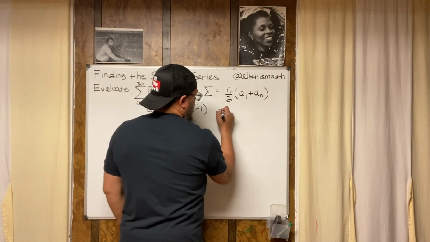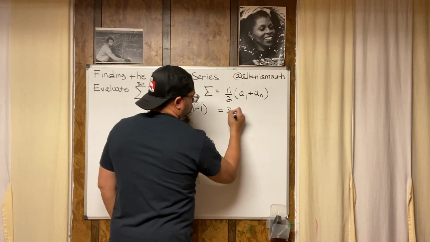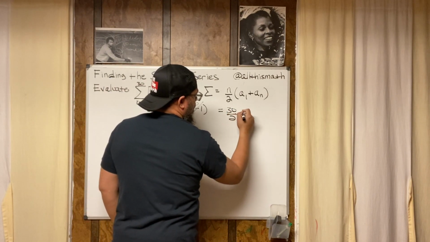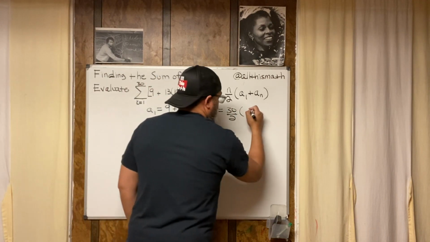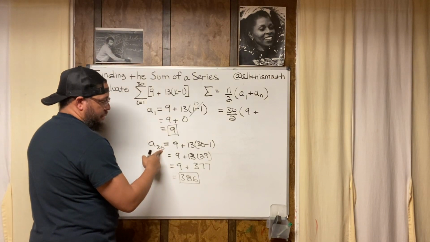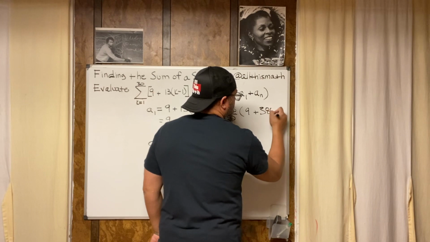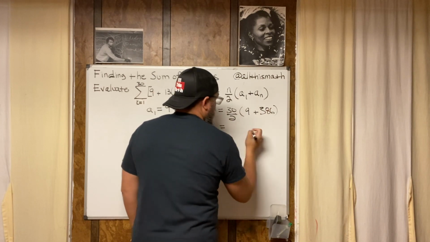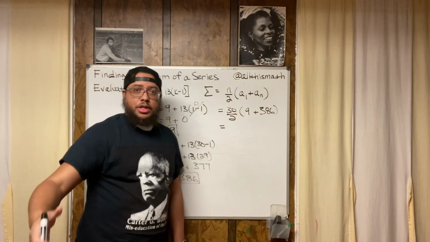Now I go back to this formula. Now n, how many numbers do I got? I got 30. So I'm doing 30 over 2. And then I'm doing a sub 1, which was 9. Boom. And then I'm doing a sub n, which is really a sub 30, which is 386. So just plugging the numbers in. That's all I'm doing. Now I'm going to simplify this fraction because I can, because 30 is divisible by 2.